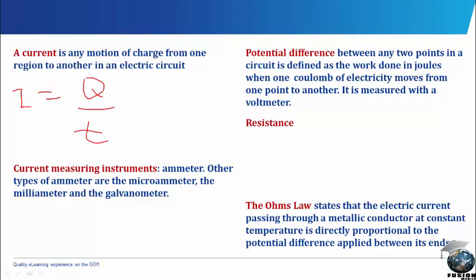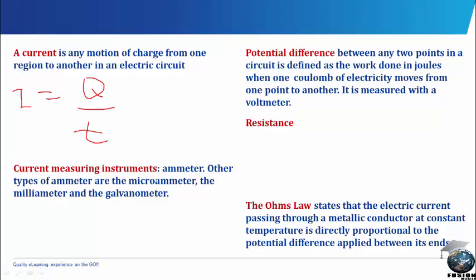Potential difference. Between any 2 points in a circuit, you can define the potential difference as the work done in joules when one coulomb of electricity moves from one point to another. It is measured with a voltmeter and the SI unit is volts. Another way you can define it, you can say that potential difference is the work done in taking a unit positive charge from one point to another within the field.